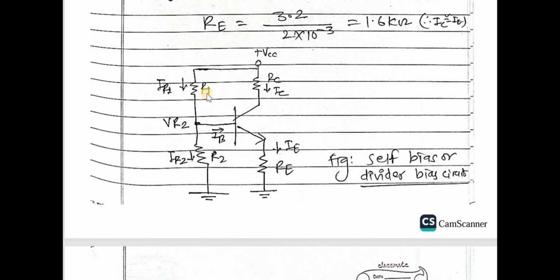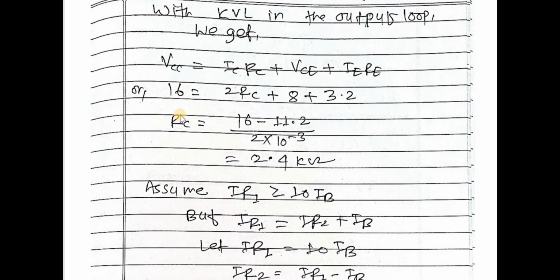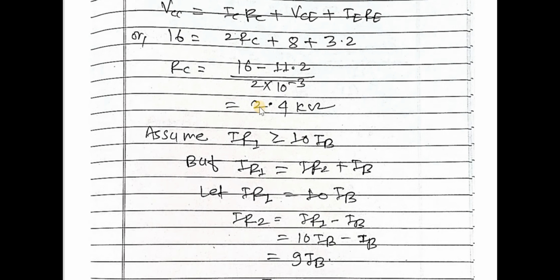This is R1 and this is R2, RC and RE. The current through R1 is IR1, through R2 is IR2. Similarly, through RC is IC and through RE is IE, and this is the base current, and this is VCC. With KVL in the output loop, we get VCC equal to IC RC plus VCE plus IE RE. Then put all these values, we can get the value of RC, and the value of RC is 2.4 kilo ohm.